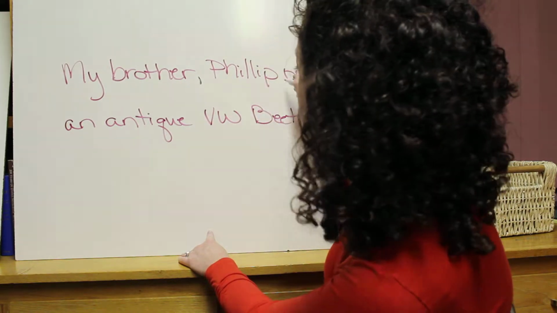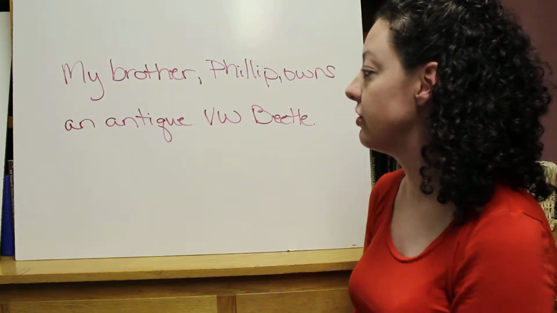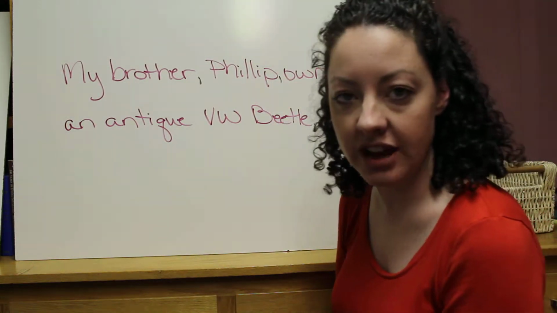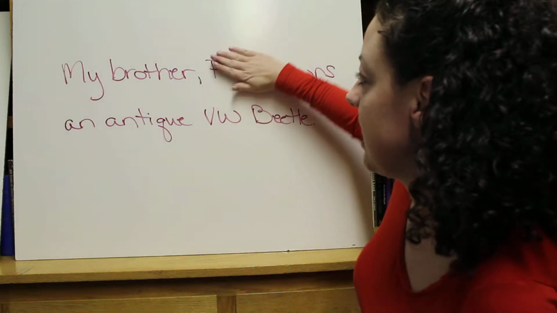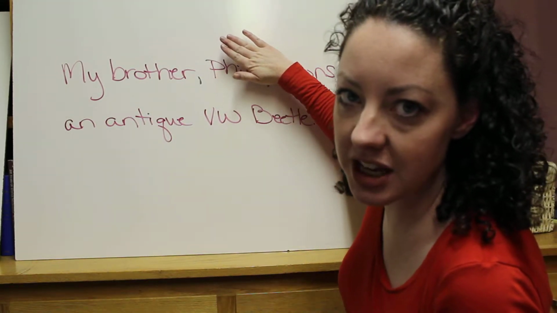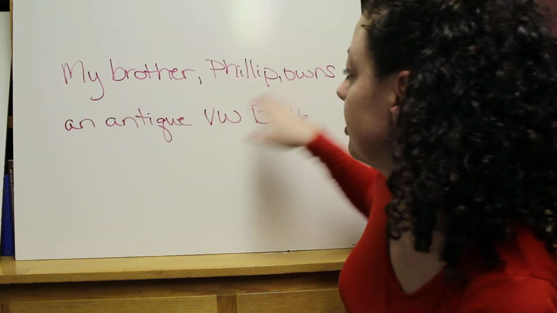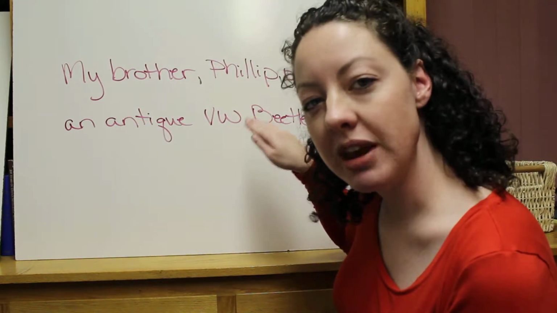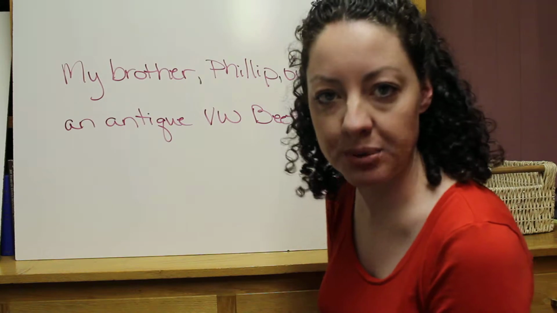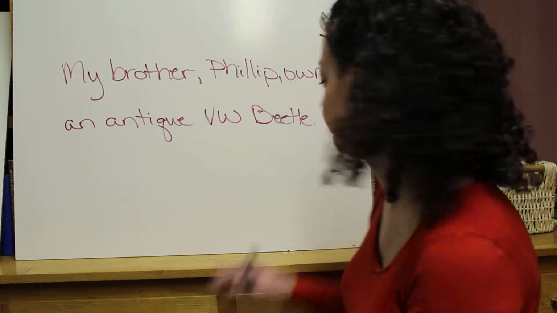My brother, comma, Philip, comma, owns an antique VW Beetle. That just tells us that this name is not that important to the meaning of the sentence. My brother owns an antique VW Beetle makes just as much sense as putting my brother's name in the sentence.